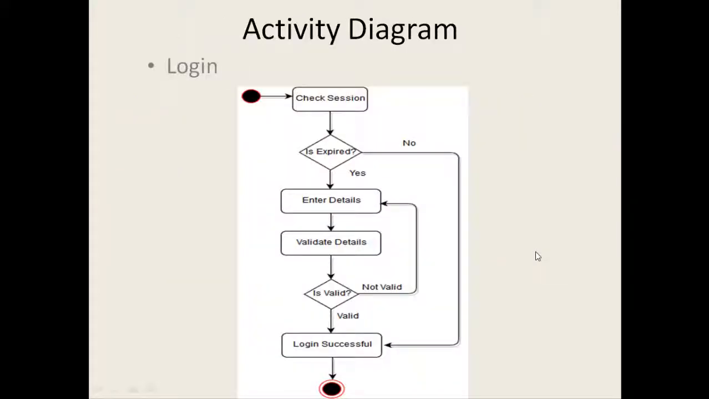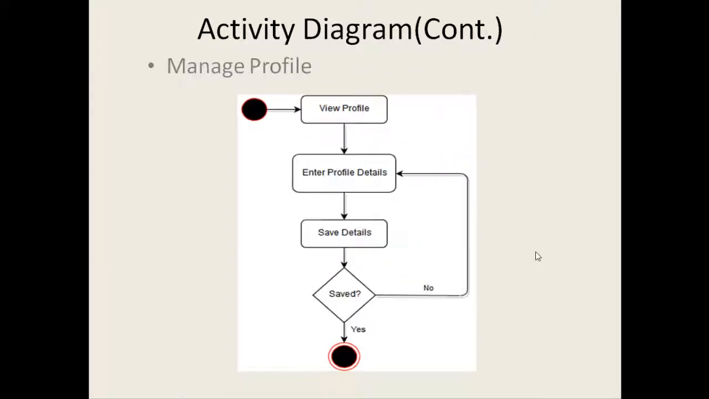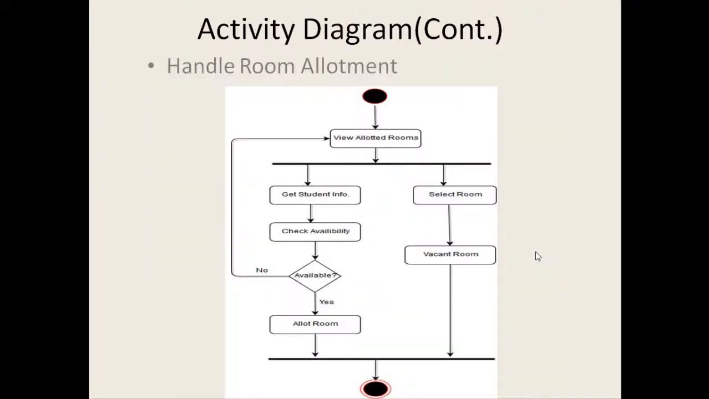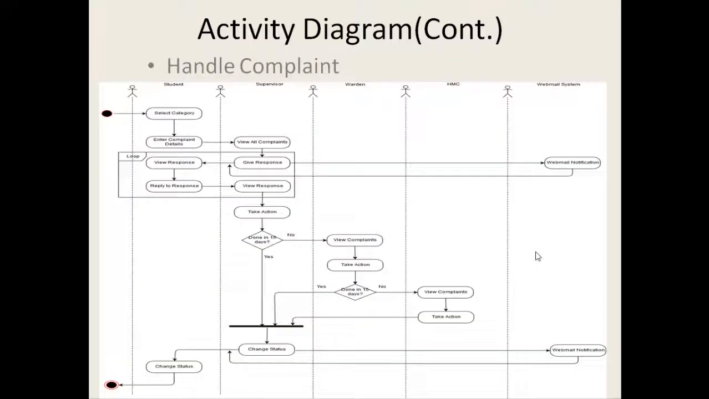Okay. Now have a look at the activity diagram. What is an activity? An activity is a particular operation of the system. An activity diagram is basically a flow chart representing the flow from one activity to another activity. That is called an activity diagram. Now this is the activity diagram for login, registration, manage profile, handle event, and handle room allotment. We are going to learn about handle complaint, which is the major functionality.